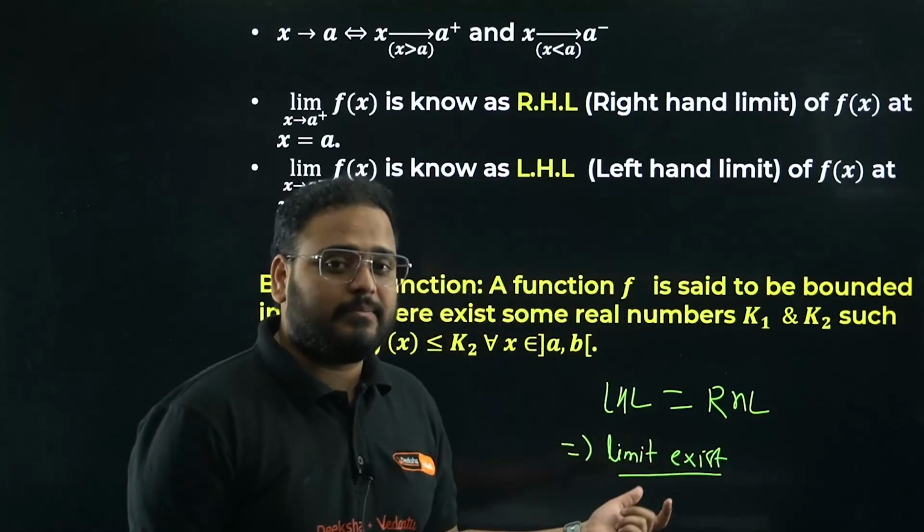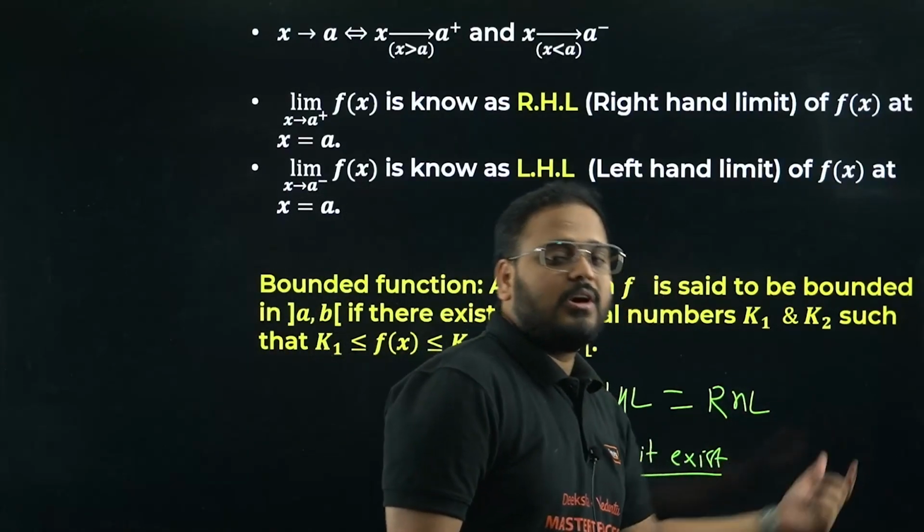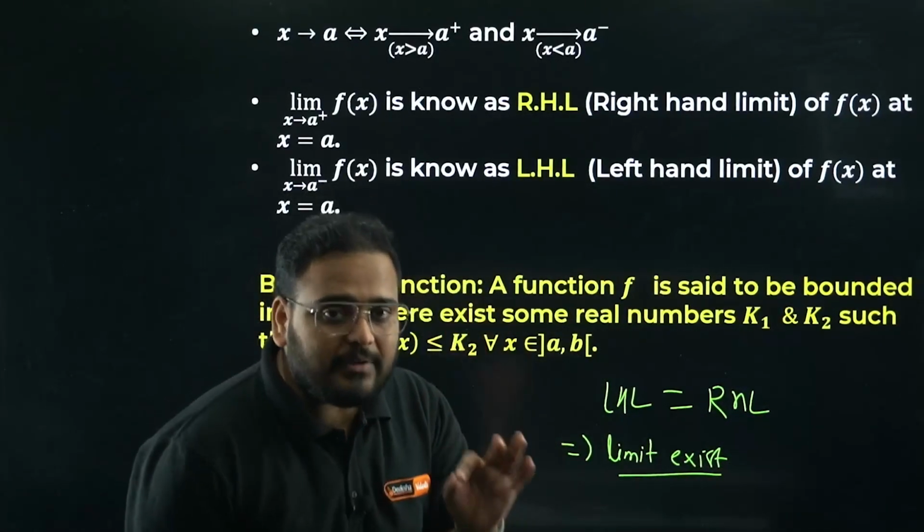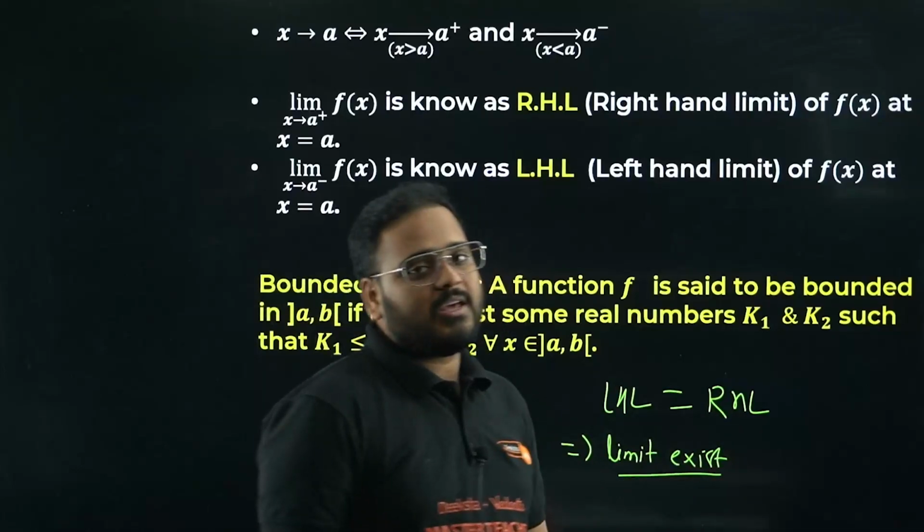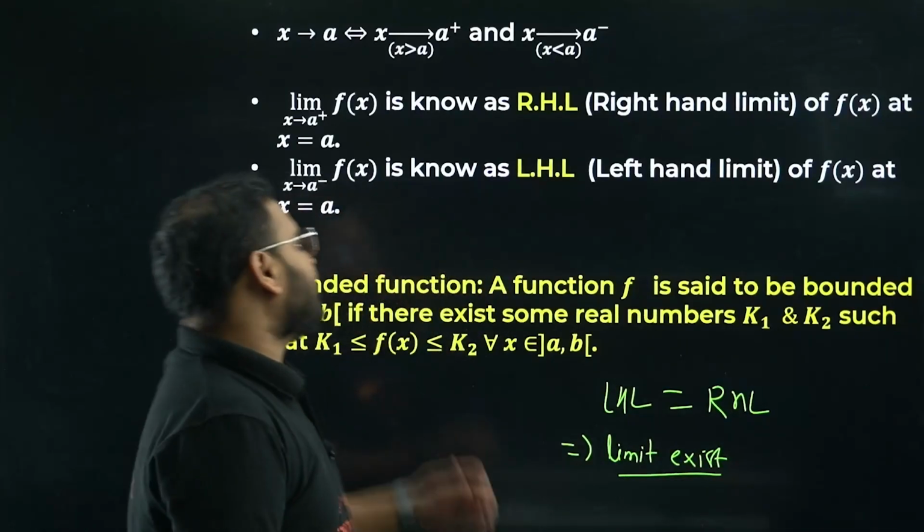I know we are in the habit of saying that it should be equal to the function value. That is for continuity. If you put this equal to the function value, it will become continuous. But for the limit, what is there? Only LHL and RHL should be equal. Is that clear? Okay, please check now.